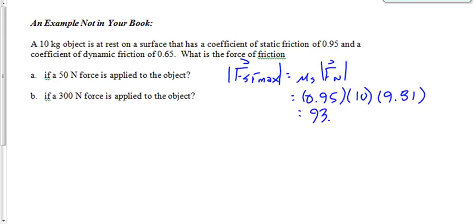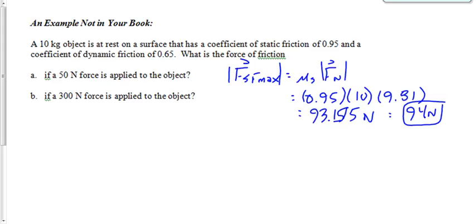195, which by rights we should round to 94 newtons, right? Okay, that's not my answer to question A though, right? That's just the maximum possible value of static friction. Now, ask yourself this question. If the maximum possible static friction is 90, is there a mistake?